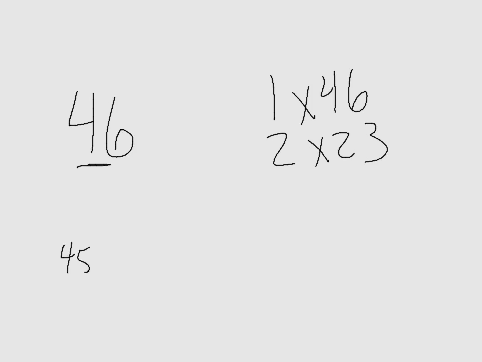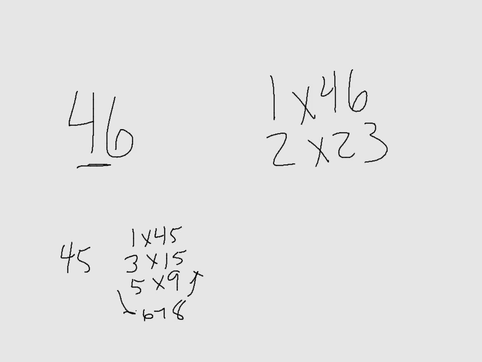So I would try 45. So I would do 1 times 45. There's no 2. 3 times 15. 5 times 9. And notice that then there's no 6, 7, or 8 left before I go back up that way. So I'd be looking for very similar numbers here.